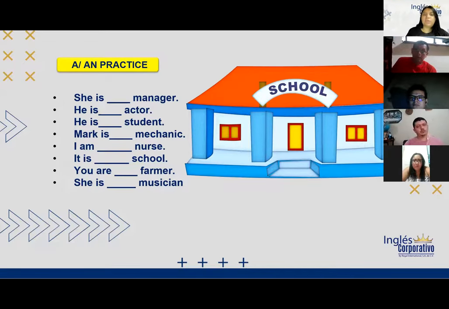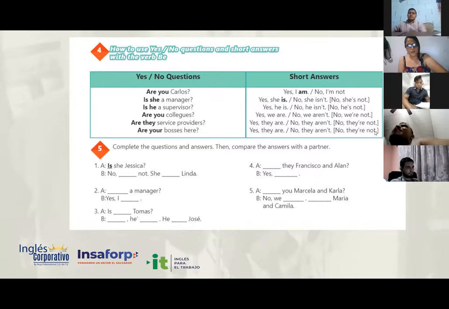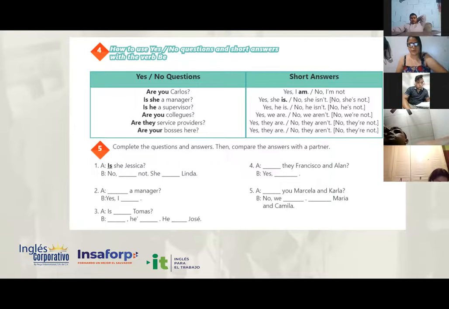Right. Sigamos. Ok, so now, how to use yes/no questions and short answers with the verb to be. Juan Antonio, help us reading the left side. Elizabeth, Joanna, la parte derecha. Primero, Juan, usted va a decir, "Are you Carlos?" Y Elizabeth, usted contesta las preguntas que le vaya haciendo al mismo tiempo, ¿ok? All right, so, go, Juan, usted comienza.